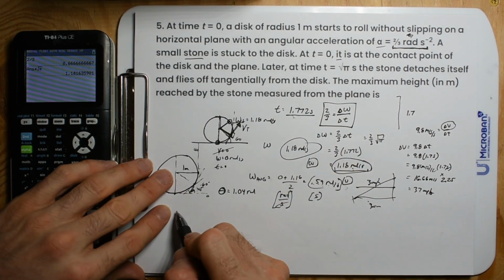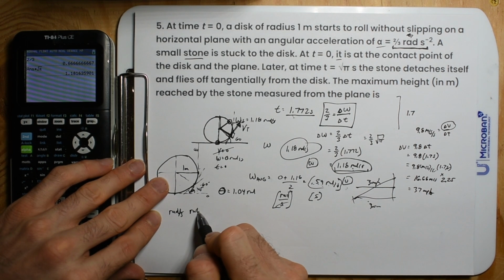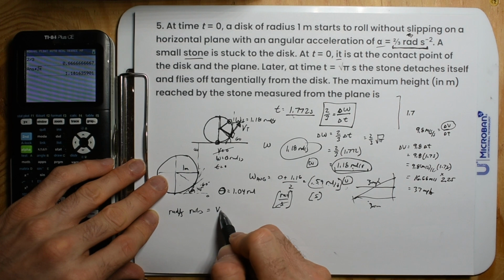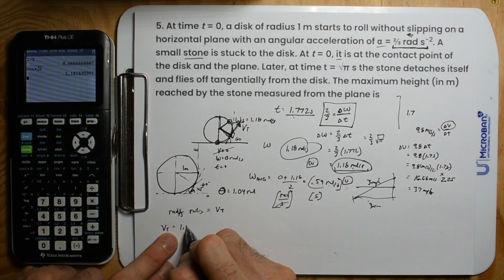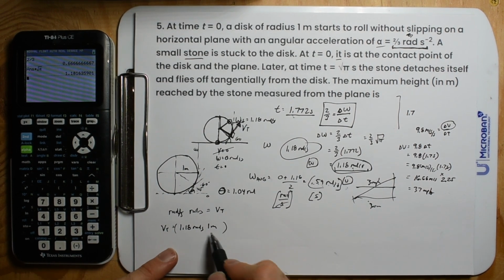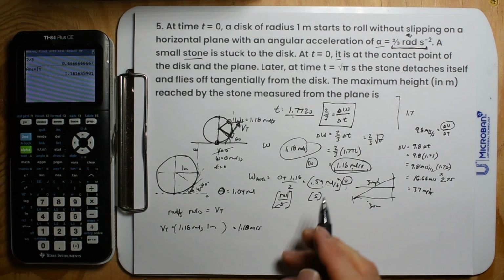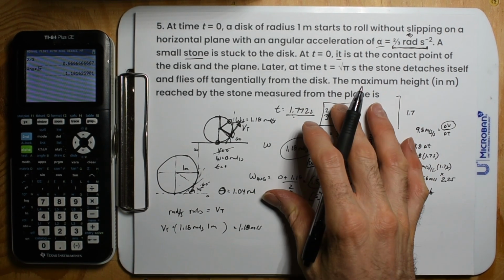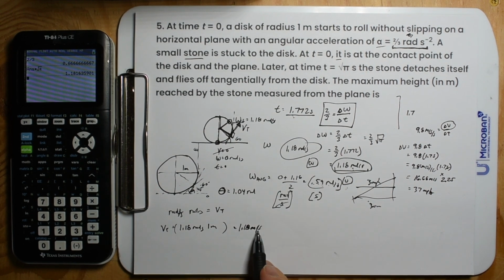So what we say, radians per second times radius is something normal, and that's our tangential velocity. So our tangential velocity is 1.18 radians per second times 1 meter. Oh, well, that's pretty easy. It's just 1.18 meters per second. So now we have the effect of gravity on this, and so we're only going 1.18 meters per second.